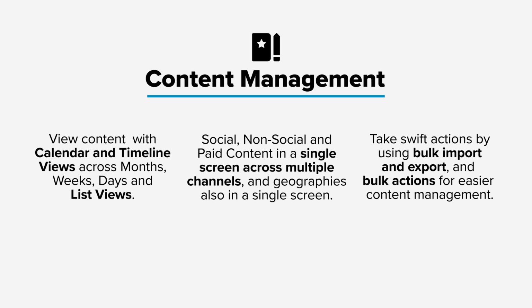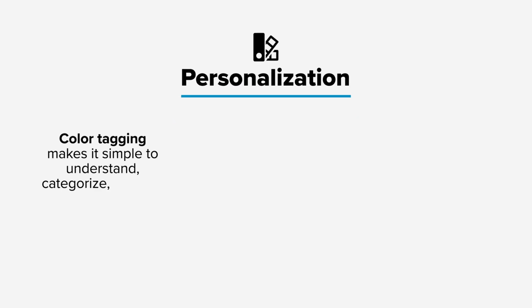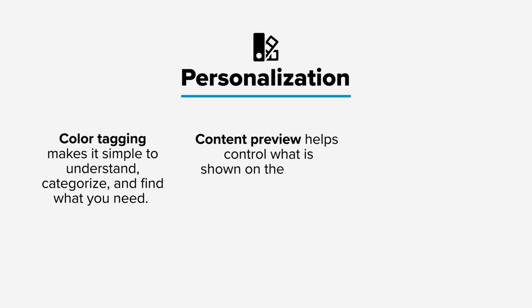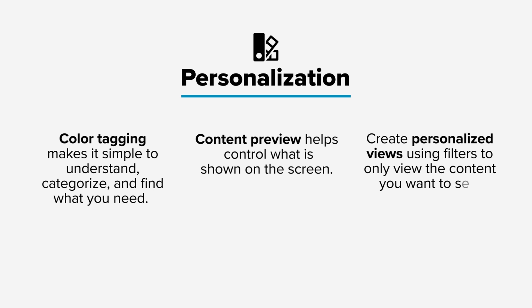The calendar can also be personalized to fit your needs and preferences. Color tagging makes it simple to understand, categorize, and find what you need. Content preview helps control what is shown on the screen. And finally, personalized views means you can create editorial calendar boards with the right filters and grouped combinations to see content accurately and only view the content that you actually need to see.